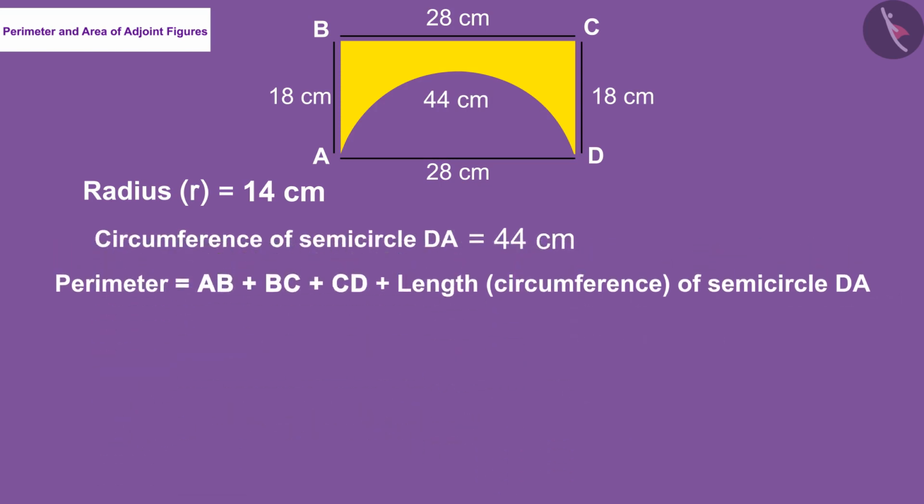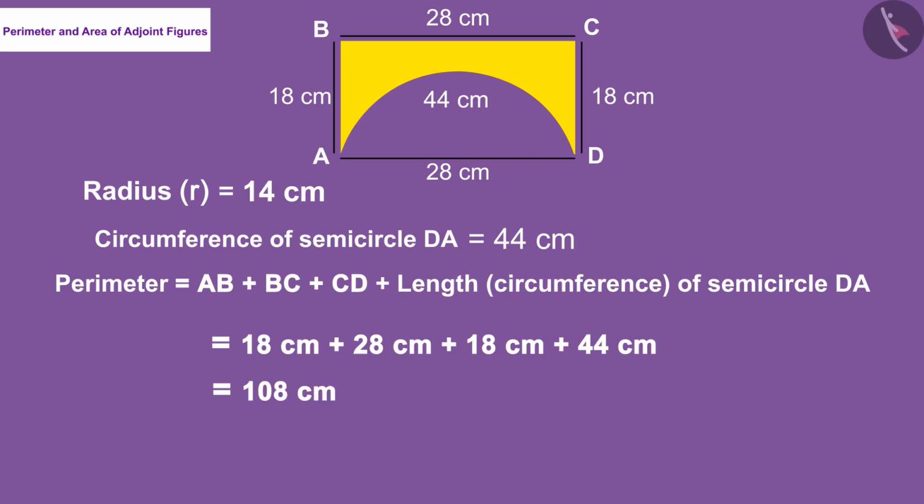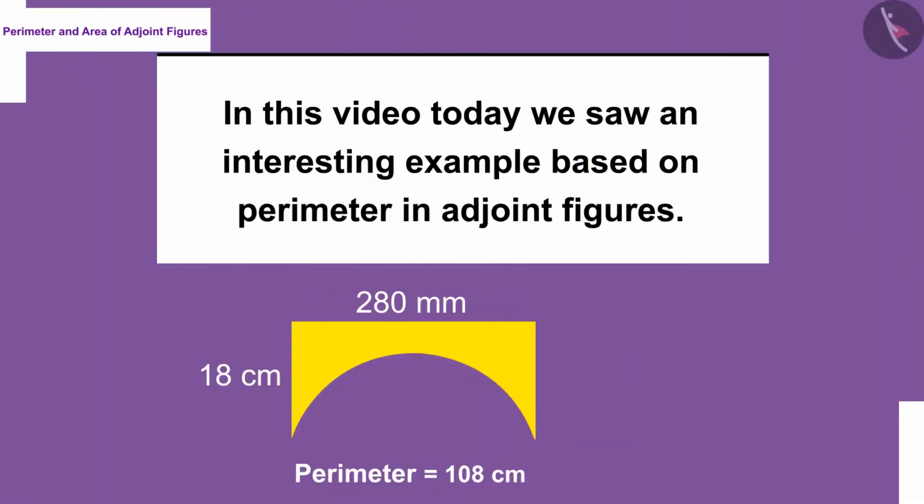Now let's find the perimeter, adding the lengths of the sides and the semicircle. Therefore, the value of the perimeter of the yellow figure is 108 cm. In this video today, we saw an interesting example based on perimeter in adjoint figures.